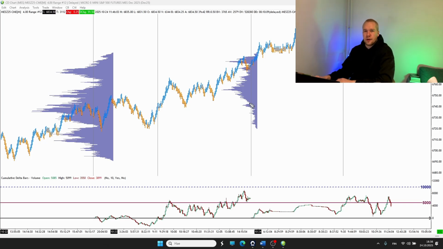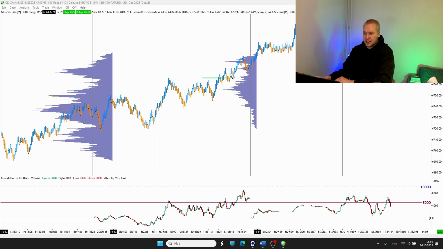Why am I talking about scaling in? Well, when you scale in, that tends to mean that you have multiple targets. You don't set all your targets to the same place. So this would probably mean that you have some targets maybe here, maybe some targets here, and some all the way up here. And this is now going to be very relevant when we talk about scaling out and exiting early in a winning trade. So this is scaling out, okay?